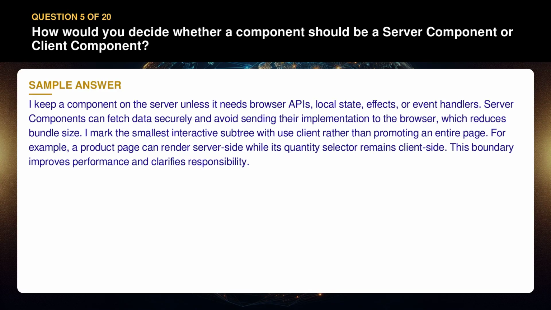I keep a component on the server unless it needs browser APIs, local state, effects, or event handlers. Server components can fetch data securely and avoid sending their implementation to the browser, which reduces bundle size. I mark the smallest interactive subtree with use client rather than promoting an entire page. For example, a product page can render server-side while its quantity selector remains client-side. This boundary improves performance and clarifies responsibility.